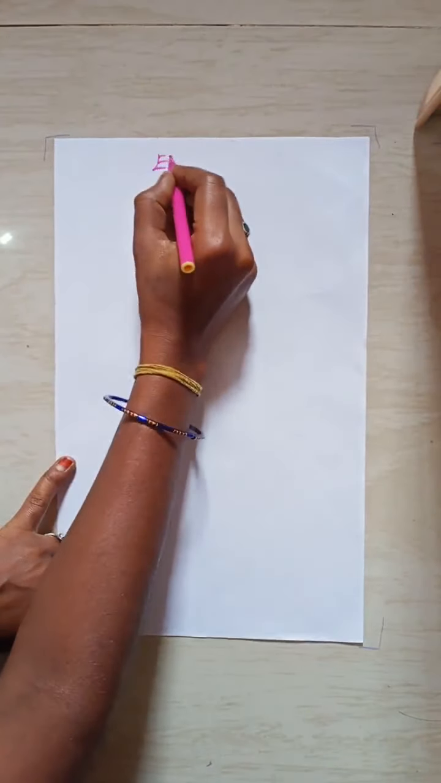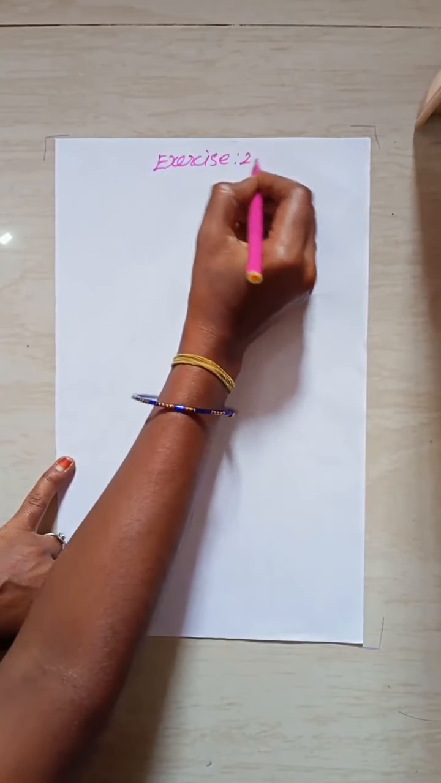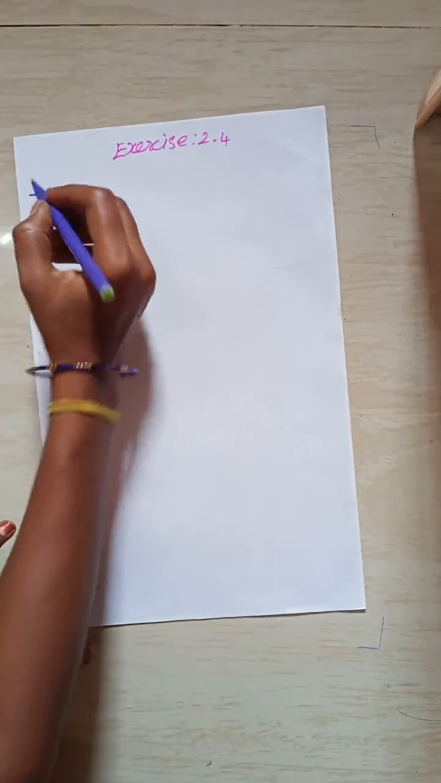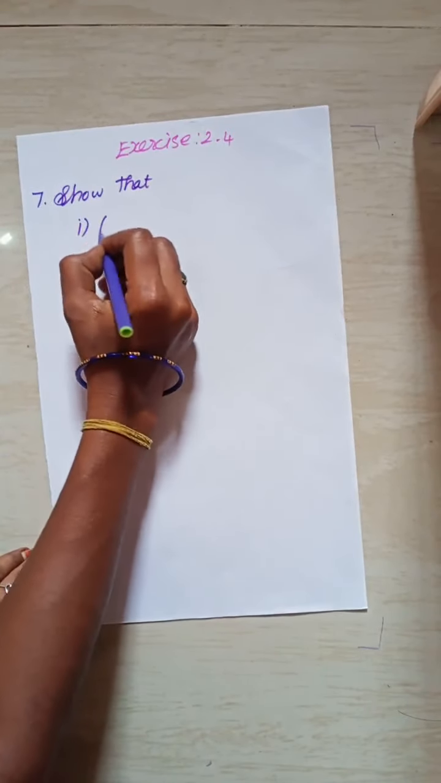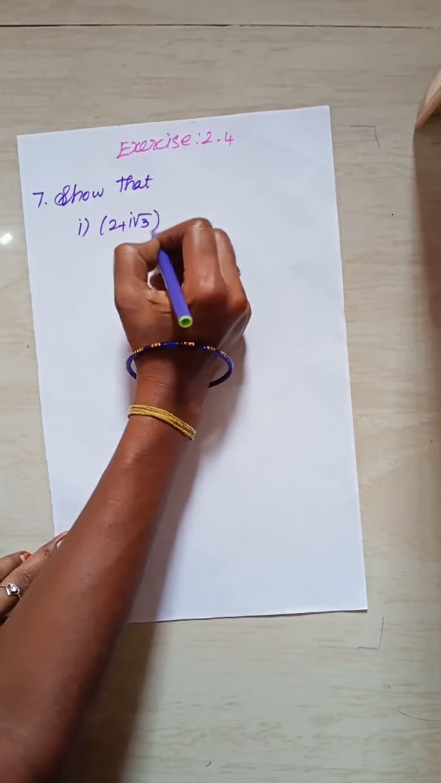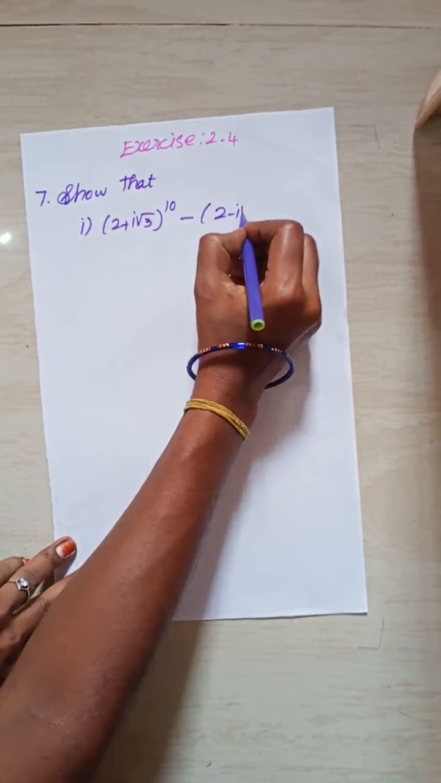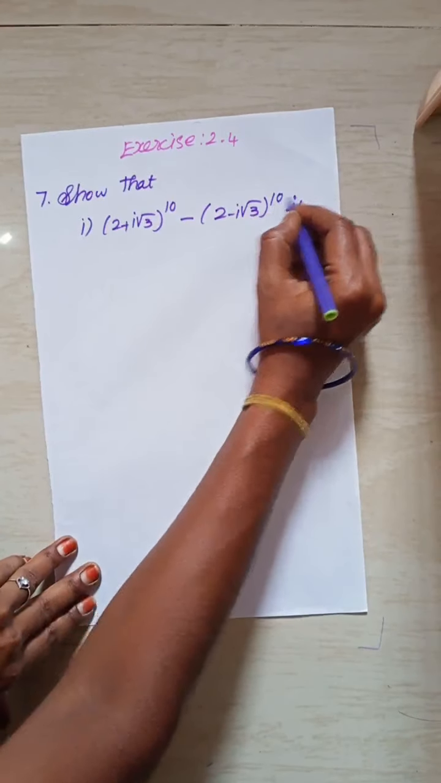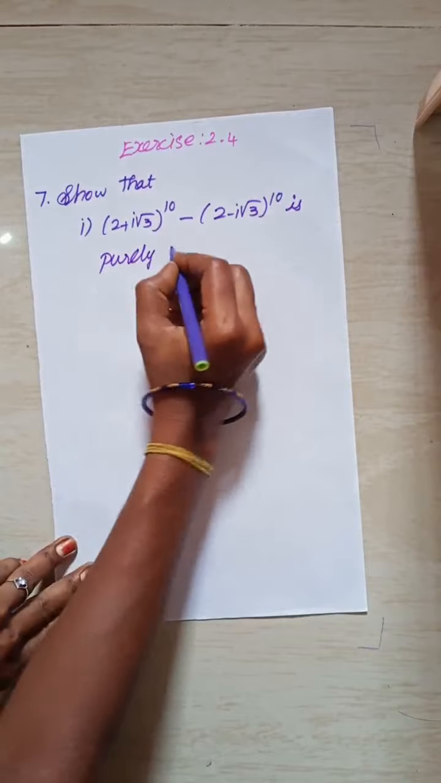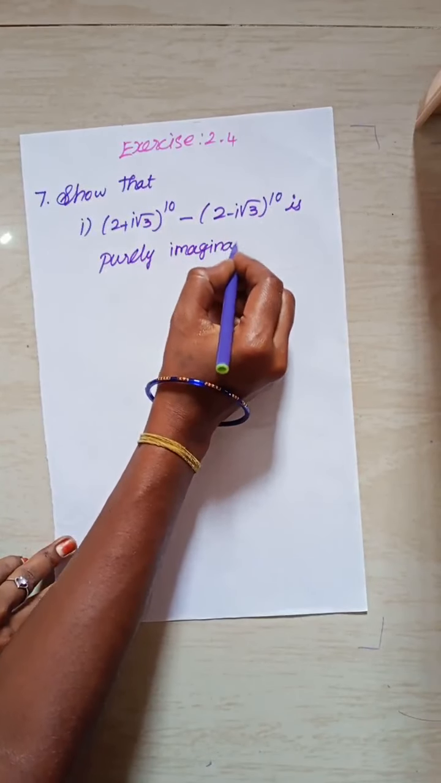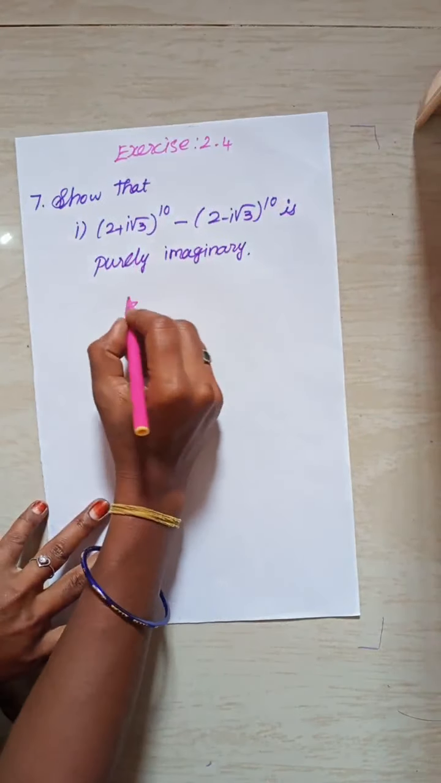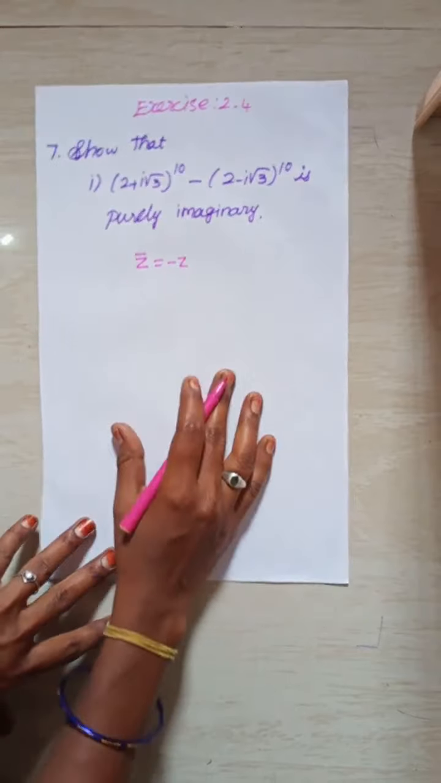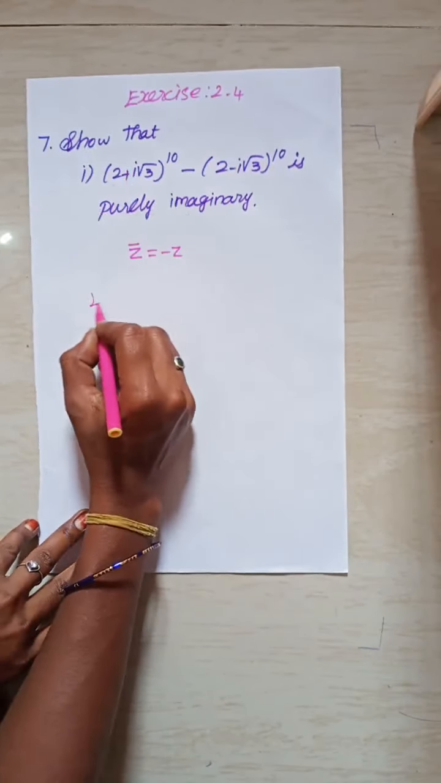Next, the homework. Exercise 2.4, 7th sum. Show that, first part only, 2 plus i root 3 the whole power 10 minus 2 minus i root 3 the whole power 10 is purely imaginary. Purely imaginary means the condition z bar equals minus z. So take the given expression as z.